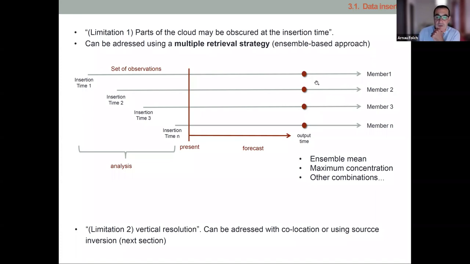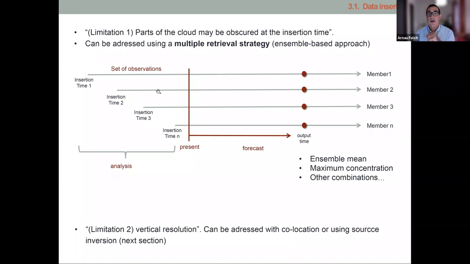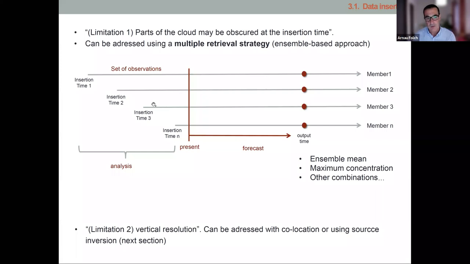What is the advantage of doing this? The advantage is that if we just consider one particular insertion time, maybe here there are a lot of meteorological clouds that are obscuring part of the ice cloud, and we don't see that. But probably the scene is different here, and these parts of the cloud that were hidden here are visible. So we can somehow be less dependent on meteorological clouds obscuring the ice cloud. And this is a strategy that works quite well.